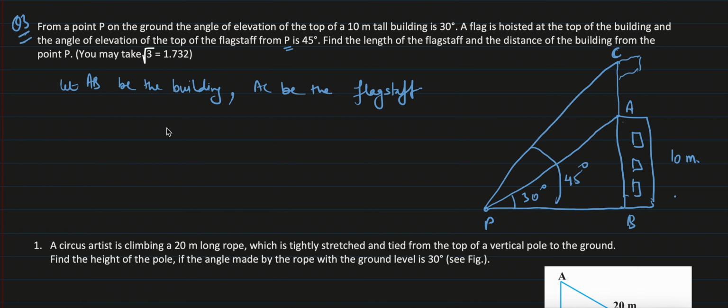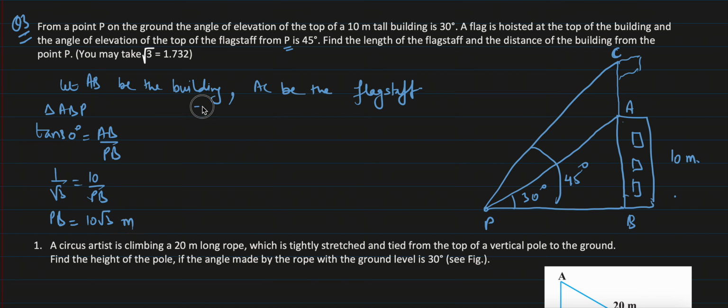Now, which two triangles will I take? There are two right angle triangles I can see over here. One is triangle ABP, the smaller one, with the 30 degree elevation. So here, tan 30 degree is equal to AB by PB. Tan 30 is 1 by root 3 equals AB is 10, PB I do not know. So from here PB we calculated as 10 root 3 meter.